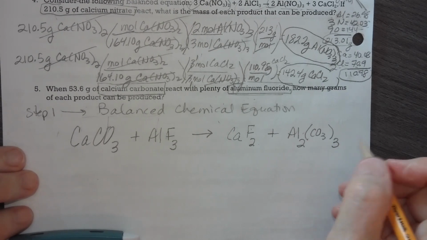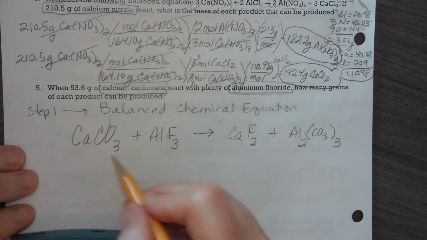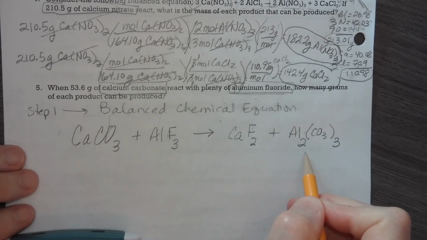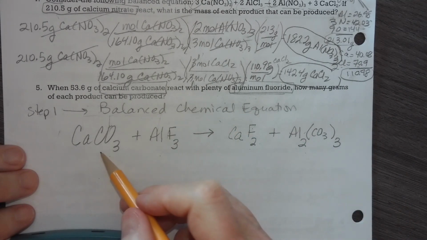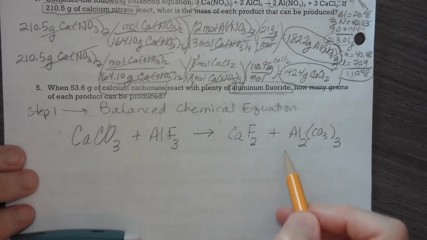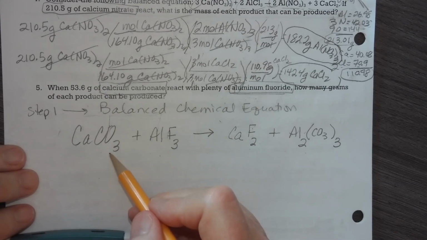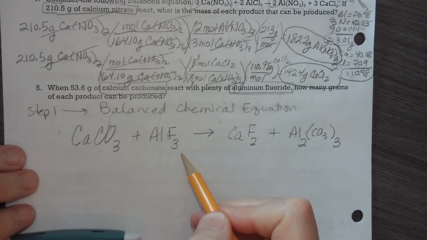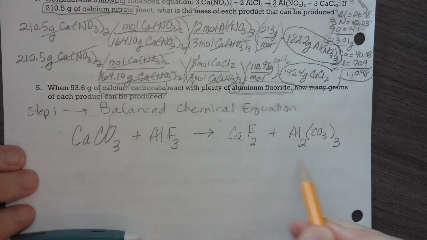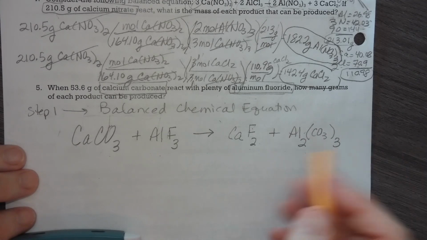So the first step to write this balanced chemical equation is actually just to write down the names of the compounds or the formulas for the compounds. So calcium carbonate, aluminum fluoride, calcium fluoride, and aluminum carbonate. Now we have to balance it.